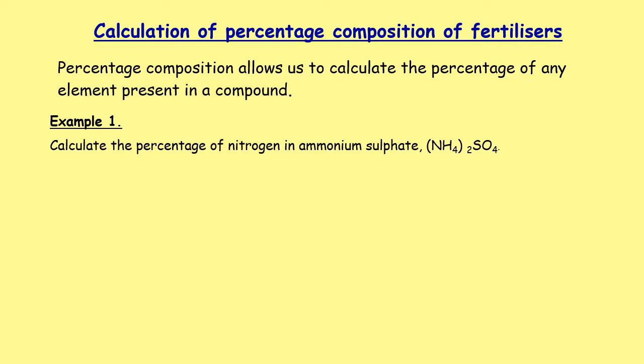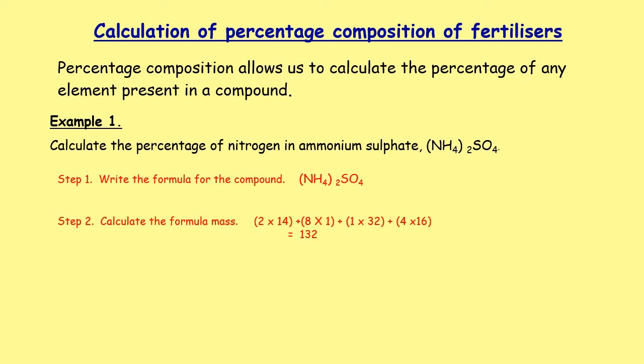The first one is calculate the percentage of nitrogen in ammonium sulfate. And you've been given the formula. Ammonium sulfate is (NH4)2SO4. So step 1, you need to write out the formula, and you've already been given that. You may just be given the name of the compound, and then from the name of the compound, you might have to calculate the formula.